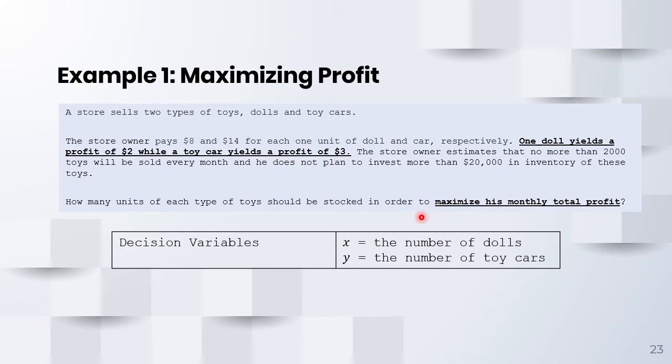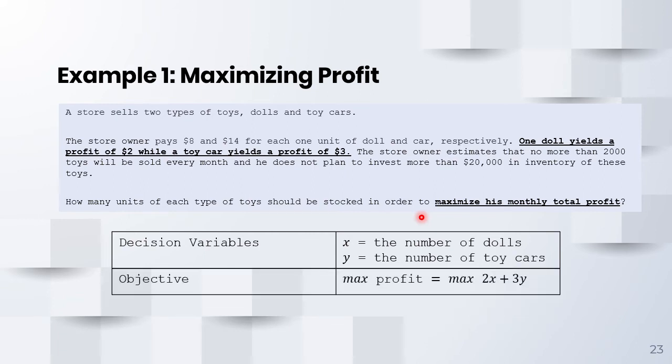So in our word problem, the objective function is to maximize the profit. So in this case, you have max 2x plus 3y. Okay, 2x because you have $2 profit for each doll and then there are x dolls. On the other hand, we have 3y because each toy car yields a profit of $3 and there are y toy cars. So that's it for our objective function.